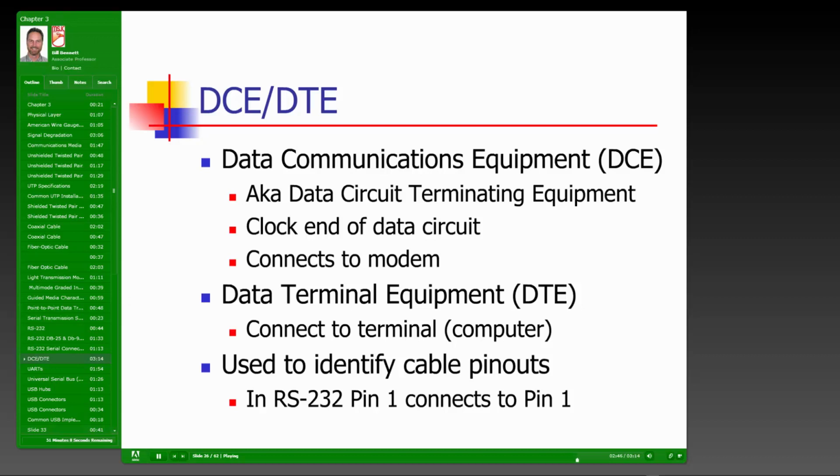In EIA-TIA 568, the send pin, or the send wire on one end of the cable, ends up being the receive wire on the other end of the cable. So it's not a straight through type of arrangement. So RS-232, it is straight through. All the pins on the left end, whatever number they are on the left end of the cable, they're the exact same number on the right end of the cable.